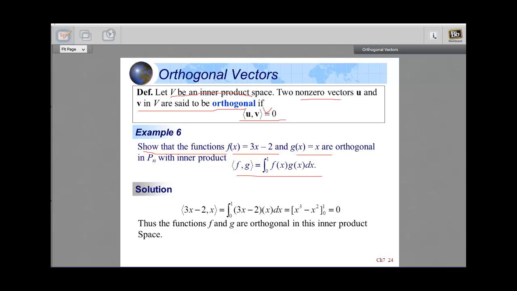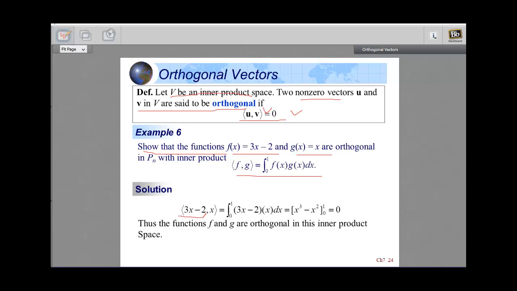So we have to show that these two functions are orthogonal. If you remember, to show they are orthogonal we have to show that their dot products are 0. But in the case of this inner product, we have to show that their inner product will be 0. So let's see, it is given the two functions.